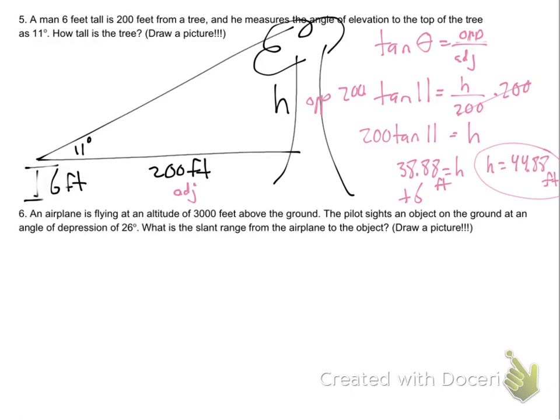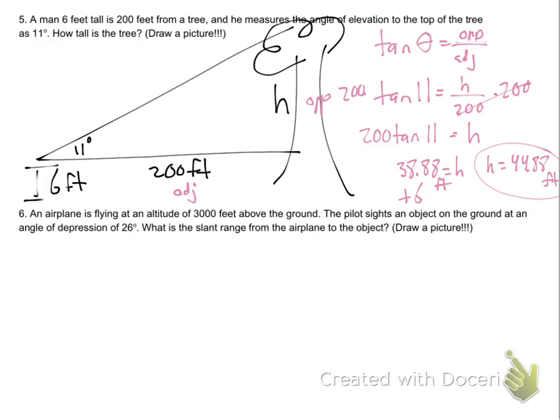Number 6 talks about an airplane flying at an altitude of 3,000 feet. That means he has a what of 3,000 feet? A height. Spots an object on the ground with an angle of depression of 26 degrees. What is the slant range from the airplane to the object? What do you mean by slant range? That would be the hypotenuse of your triangle.